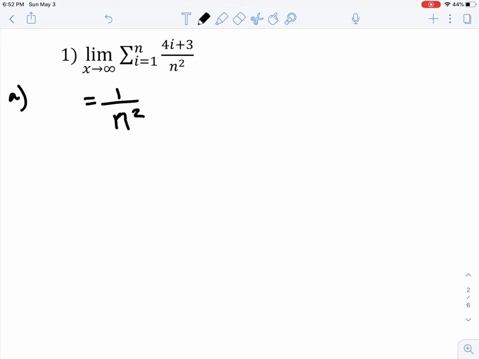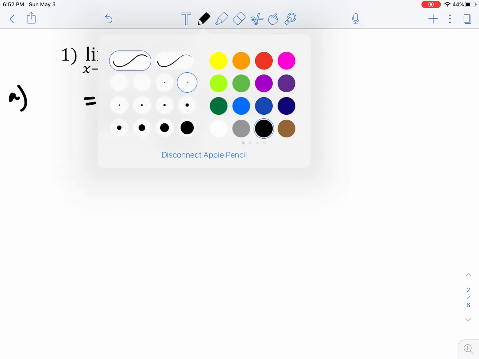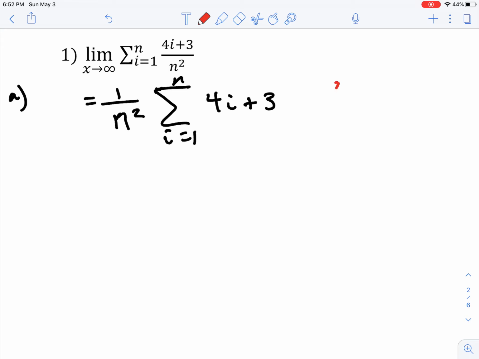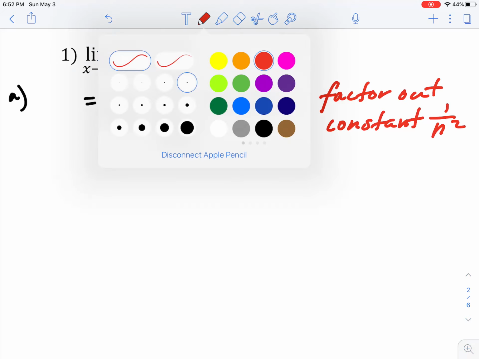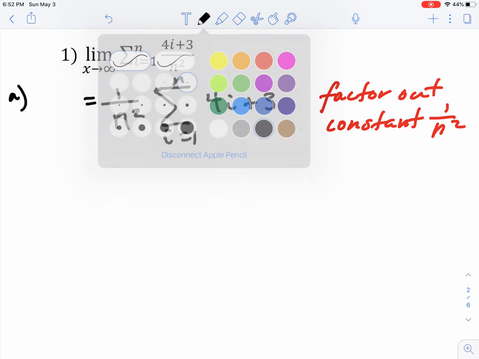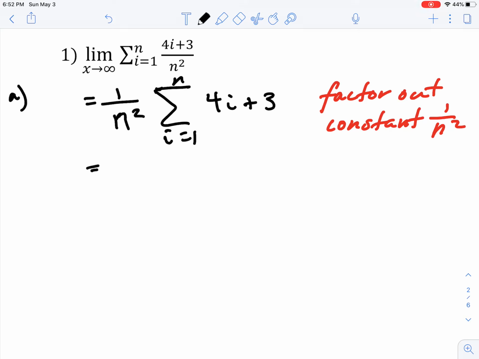We can just write this as 1 over n squared times the sum from i equals 1, with upper index n, of 4i plus 3. As I go along, I'll write out our steps. We're going to factor out our constant, 1 over n squared, because 1 over n squared is just a constant. That's not affected at all by what's going on with i.